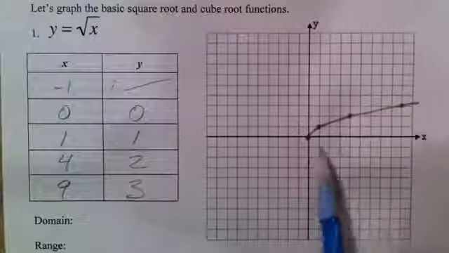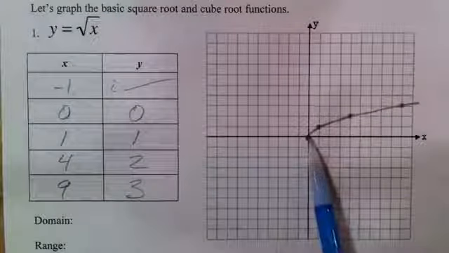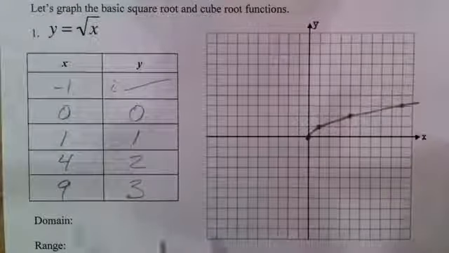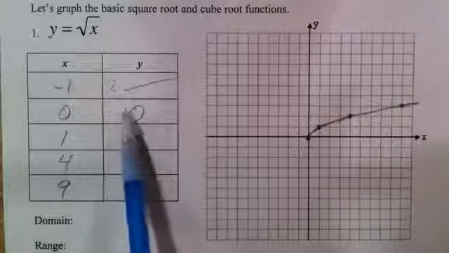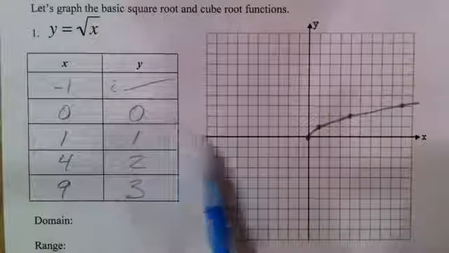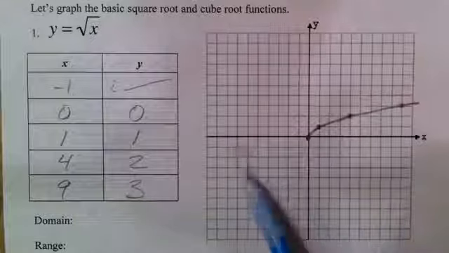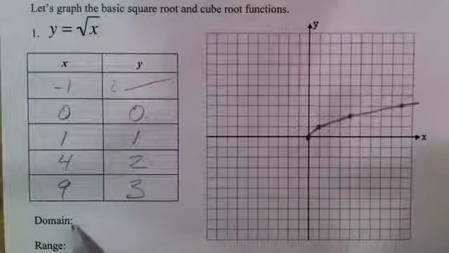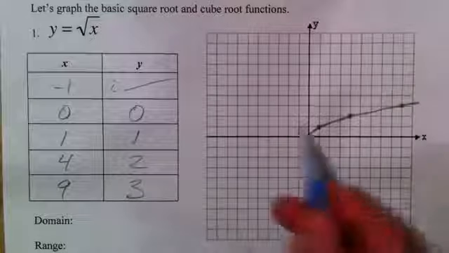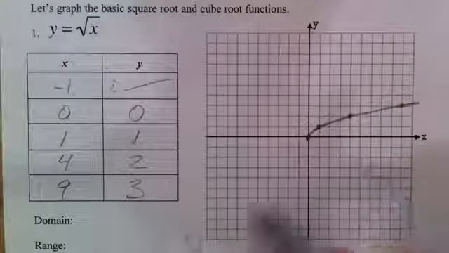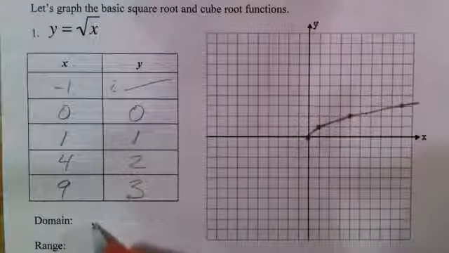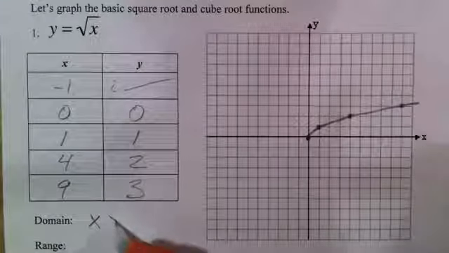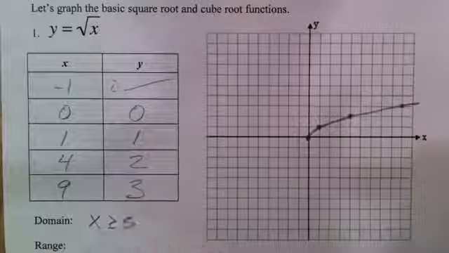One thing to notice, that there's nothing to the left of it. Nothing to the left of the y-axis. Why is that? Well, when you take the square root of negatives, you get imaginary numbers, and imaginary numbers don't show up on the real number line. So we say all the x's we're allowed to plug in, they're a little bit restricted because we can't put our negative numbers in. So we say the domain is everything greater than or equal to 0. We can't plug in negative numbers.